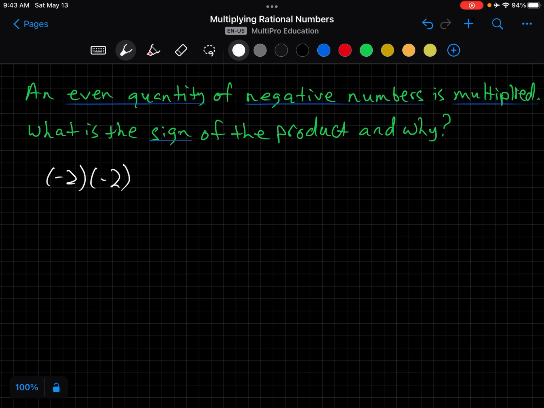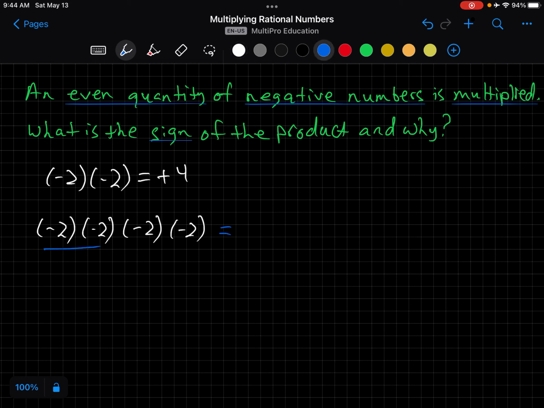So let's do minus 2 times minus 2. So if these have the same sign and they are multiplied, we know, based on the rule from earlier, that we should get a positive answer. And 2 times 2 is 4. Alright, so let's look at another group of even. Let's do 4 numbers. Let's do minus 2 times minus 2 times minus 2 times minus 2.